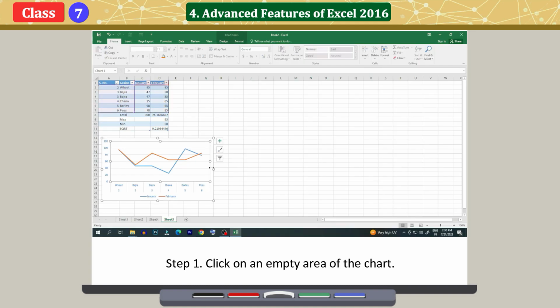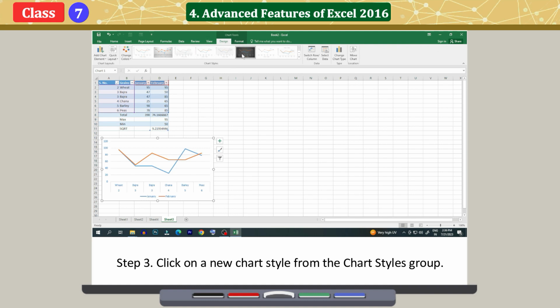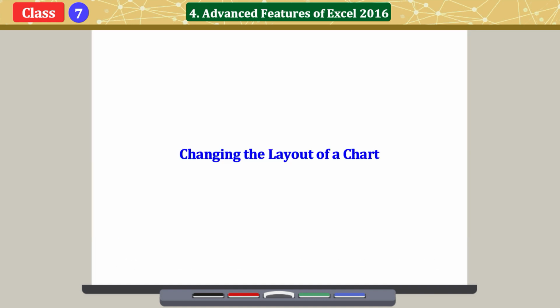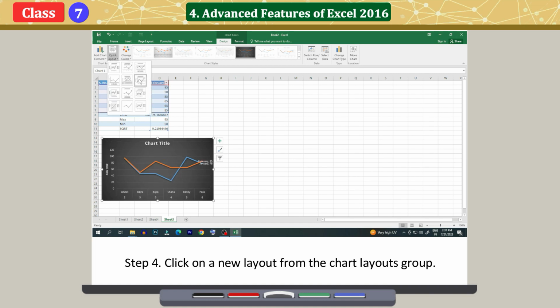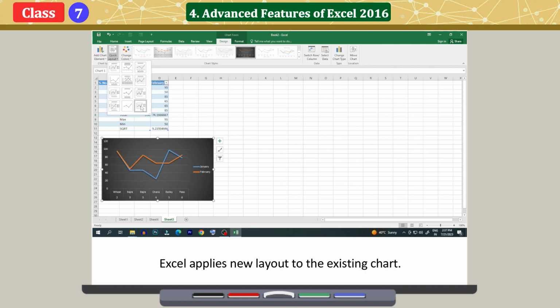Changing a chart style. Click on an empty area of the chart. Click on Design tab on the ribbon. Click on a new chart style from the Chart Styles group. Changing the layout of a chart. Click on an empty area of the chart. Click on Design tab on the ribbon. Click on Quick Layout. Click on a new layout from the Chart Layouts group. Excel applies the new layout to the existing chart.